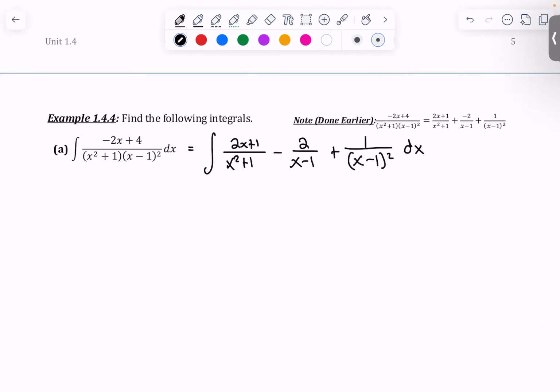Now, two of those are very quick. And we'll go ahead and write them right beneath it. The 2 over, like this part right here, that's going to be negative 2 ln of absolute value of x minus 1 by our nice nifty integral substitution for natural logs.